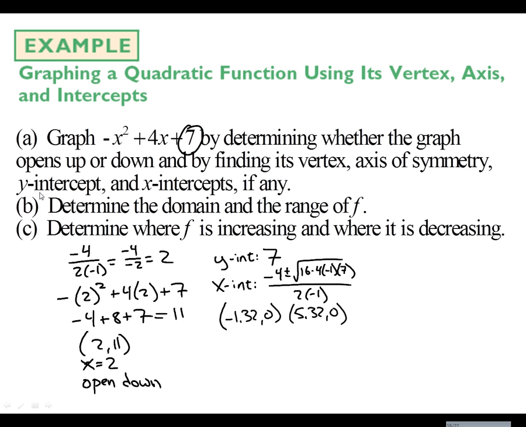So now we've got everything we need to graph this. We're going to find our vertex first, 2, 11, 2, 3, 4, 5, 6, 7, 8, 9, 10, 11. We've got our y-intercept at 7, 1, 2, 3, 4, 5, 6, 7. We've got our axis of symmetry, which means we must have another point here. And we know we're going to cross at negative 1.32 and at 5.32, so approximately there and there.